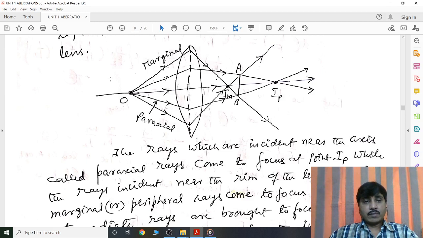That means these are the light rays which are near to the axis. These rays are called paraxial rays. The light rays near the edge of the lens, that is far away from the axis, are called marginal rays. Paraxial rays meet at farthest IP and the marginal rays meet at IM. The intermediate rays meet in between IM and IP.